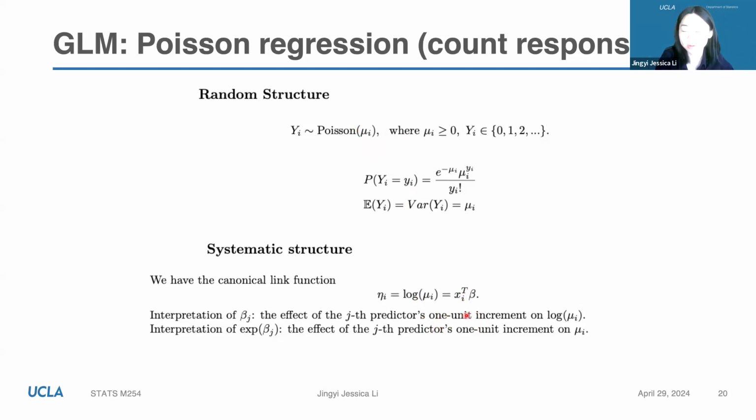All right, do we have any questions before I continue? Just on the GLM part, generalized linear model. G stands for generalized, which means that we go beyond Gaussian to other distributions.